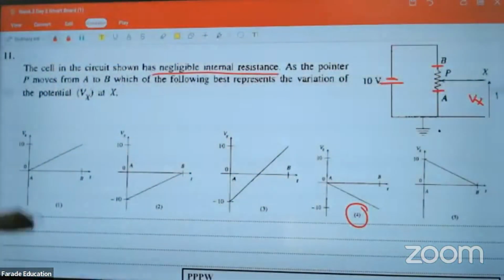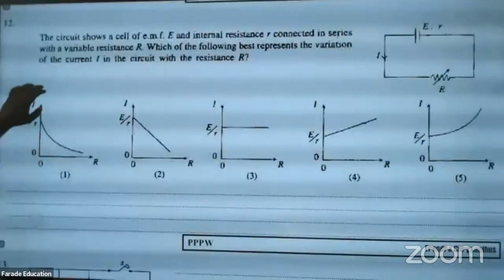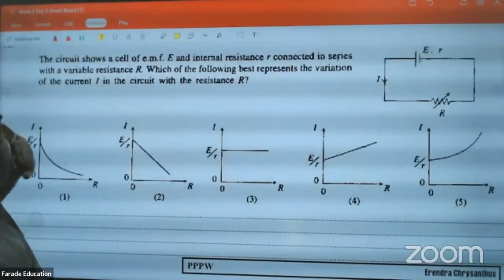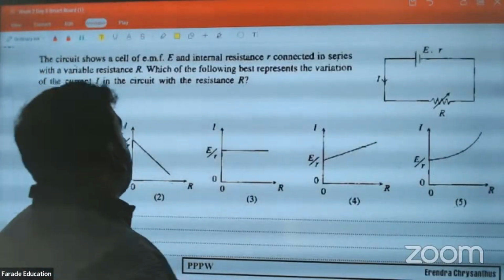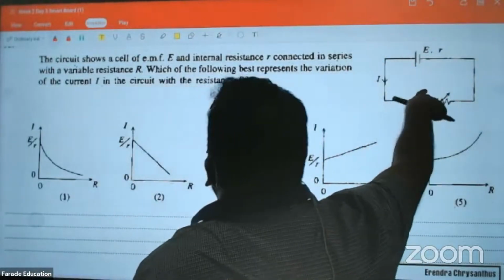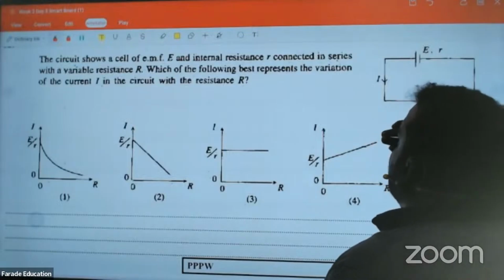Okay. Moving on. Question number 12. You can see now they have loaded the last bit with electricity questions, but an easy one. A circuit shows a cell of EMF E and internal resistance r connected in series with a variable resistor R. Which of the following best represents the variation of current I with resistance R?